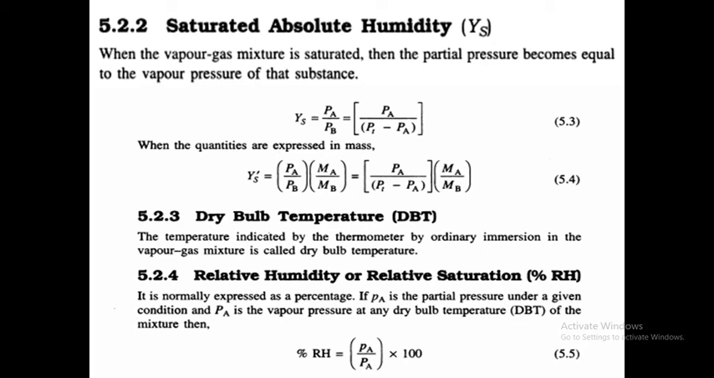Okay. Yes. So this is the formula. Percentage RH is equal to pa by Pa into 100. One thing is very important, students, here. The notation small pa is for partial pressure under a given condition. Capital Pa is equal to vapor pressure at any DBT of the mixture.